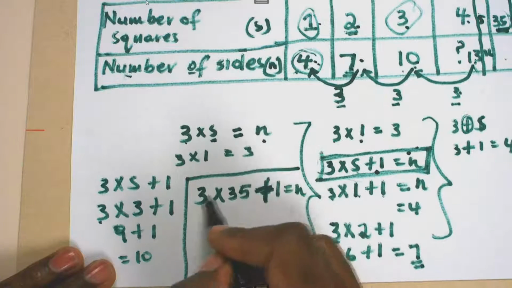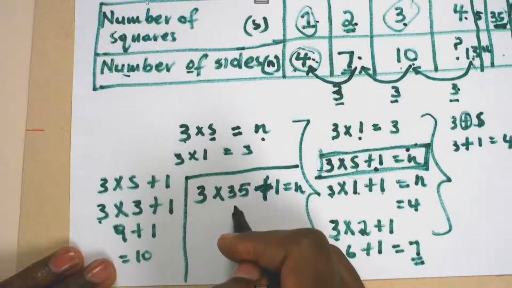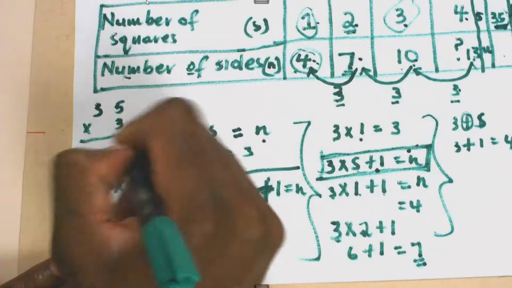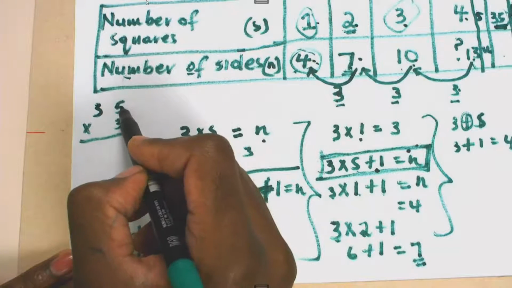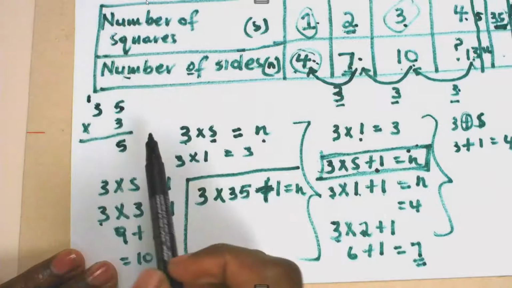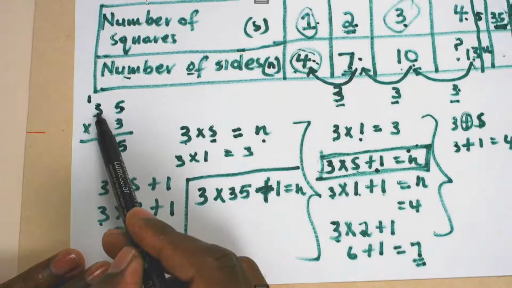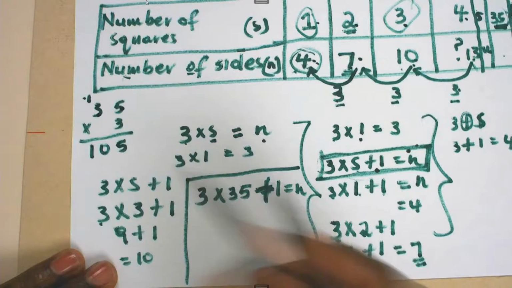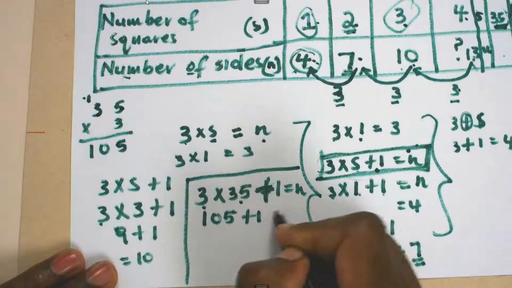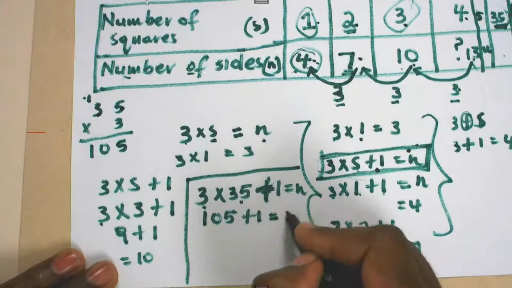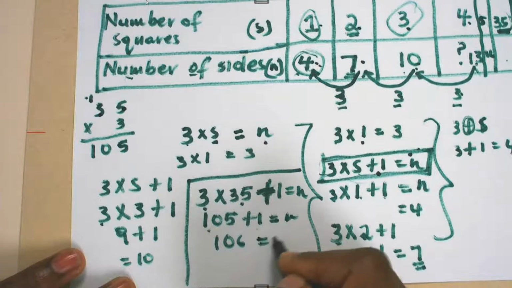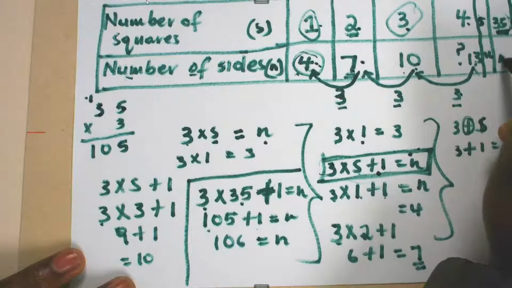Mental math wise, this can be done in many ways. We can either say 35 multiplied by 3 or 3 multiplied by 35, which is the same thing. 3 multiplied by 5 equals 15. In 15 we write 5, we carry 1. 3 multiplied by 3 equals 9, plus 1 equals 10. So 3 multiplied by 35 is going to be 105, plus 1. So 105 plus 1 is 106. So my number of sides is 106.